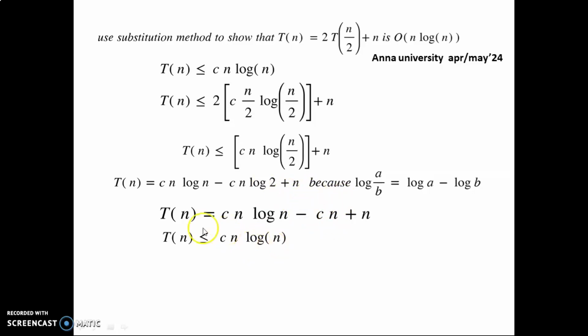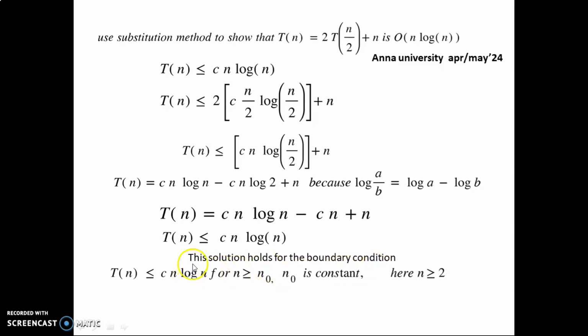So now this can be written as T(n) less than or equal to C n log n, because whatever value comes here, when you subtract this, certainly this value will become less than or equal to C n log n. This solution holds for the boundary condition, because when the log 1 value is 0, the whole thing will become 0. That is why we are saying that the n value must be greater than or equal to 2. That is what we call a boundary condition.